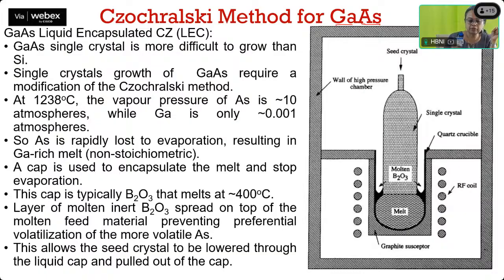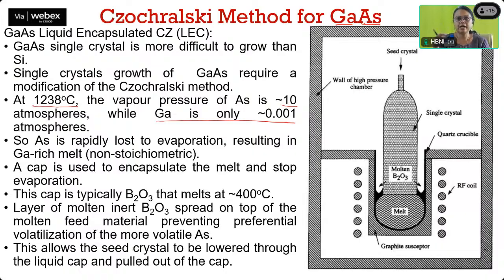So at 1238 degrees, which is the melting point of this material, the vapor pressure of arsenic is around 10 atmospheres, while gallium is only 0.001 atmosphere. So arsenic has a very high vapor pressure.